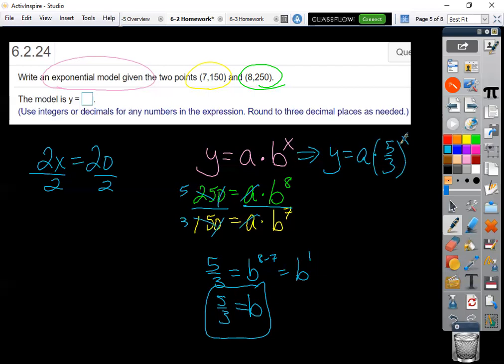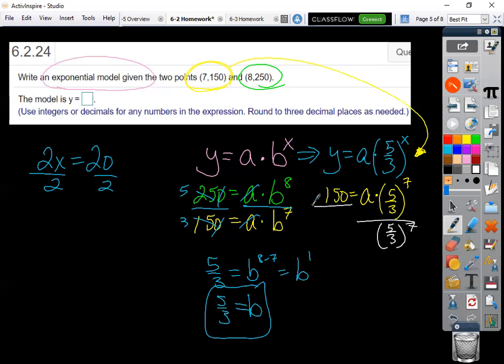to the x power. Now you just take one of your original points, which I usually like to use the smaller number, or I also try to avoid negatives, but it doesn't matter. They should both work out. My y in that point is 150. My a, I still don't know, that's what I'm trying to figure out. My 5/3, and the x that goes with this 150 there was the 7. So then I worked this problem out to solve for that a by dividing both sides now by this 5/3 to the 7th.